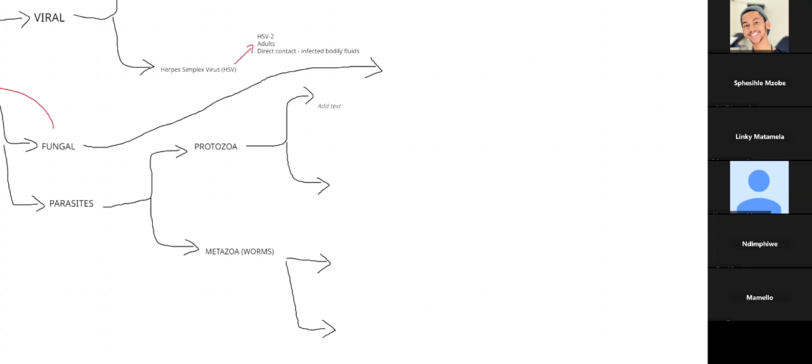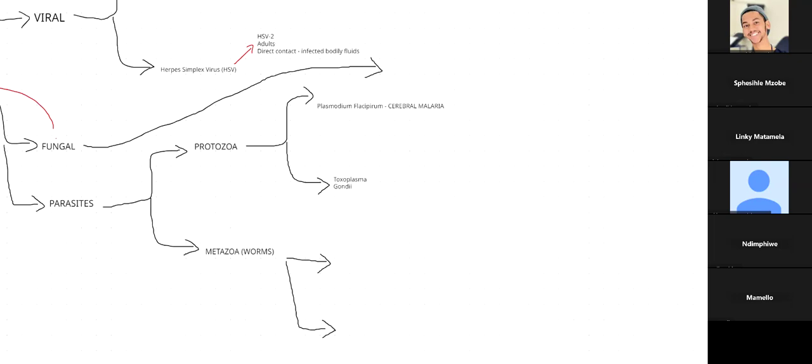This leads to cerebral malaria, which they say resembles a meningitis pattern. So that's Plasmodium falciparum. And then the second one is Toxoplasma gondii.